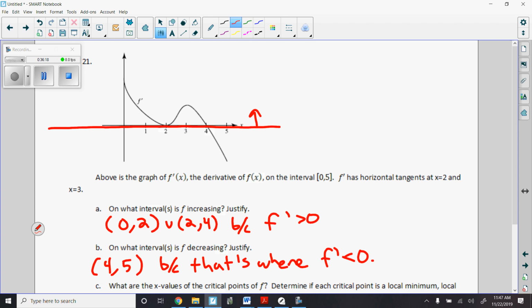Okay, C wants the x values of the critical points of f. Determine each one as a local min, local max, or neither. Critical points, again, is when f prime of x equals 0. We're looking at an f prime graph. I can tell that there are two zeros. There's one at x equals 2 and one at x equals 4. So those are my two critical points.